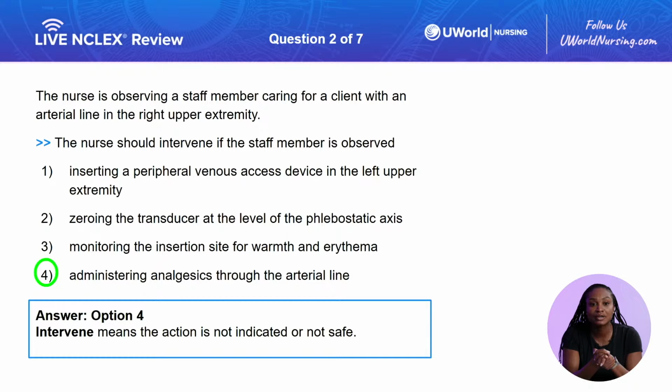And then option 3, monitoring the insertion site for warmth and erythema. This is always best practice. If we have an invasive line, we need to be monitoring for infection, so warmth and erythema would be our indicators. But the main thing in our question is "should intervene." It's a negatively worded question, looking for a wrong action. So never administer analgesics or any type of medication through an arterial line. But you guys did great.